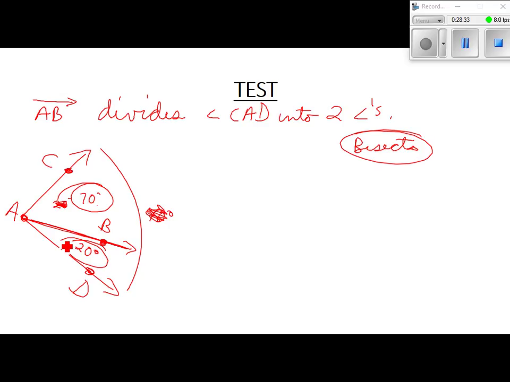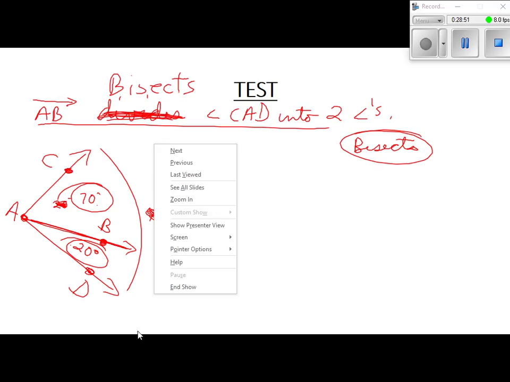Not from this information. If they would have said instead of ray AB divides angle CAD, that it bisects angle CAD, then we would have known for sure that these two angles had to be congruent to each other. Set the test off to the side.